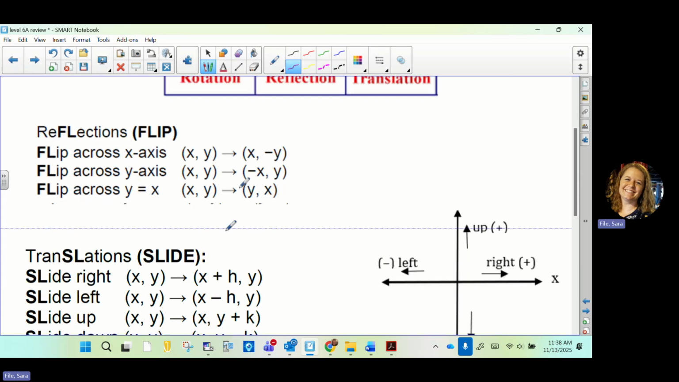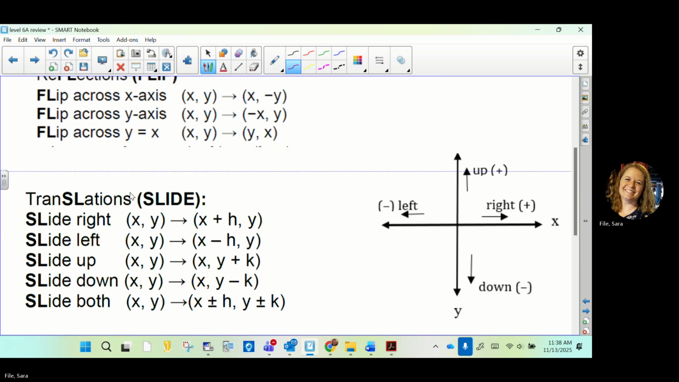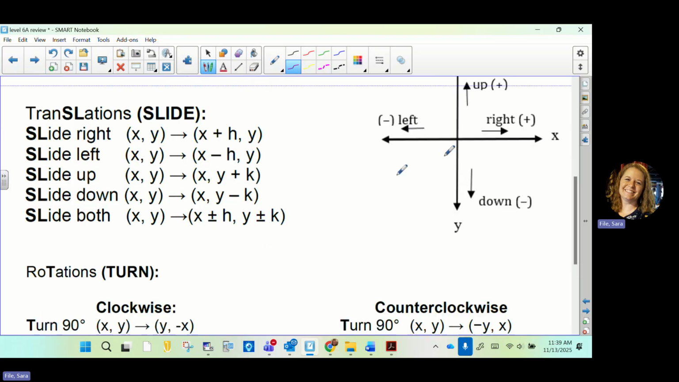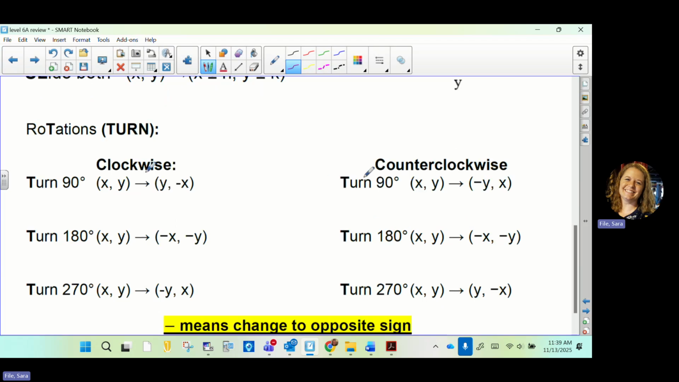So reflections, depending on what your line of symmetry is. Translations are adding or subtracting values to your X and Y. Okay, so if you add to X, you go to the right. If you subtract from X, you go to the left. Subtract from Y, you go down. Add to Y, you go up. And then your rotations, clockwise versus counterclockwise.